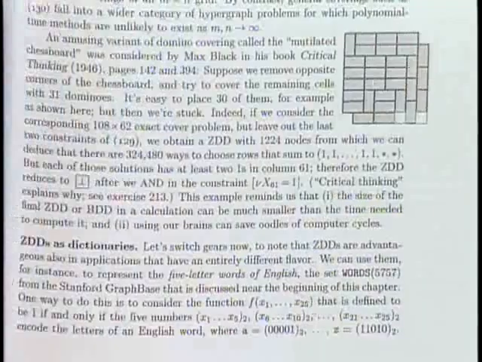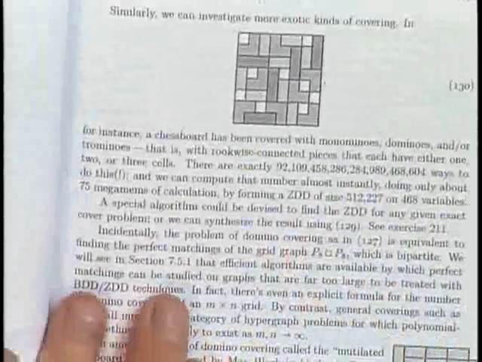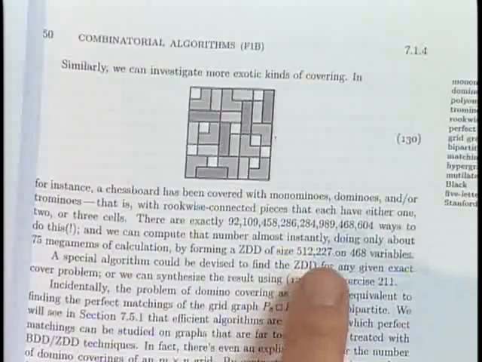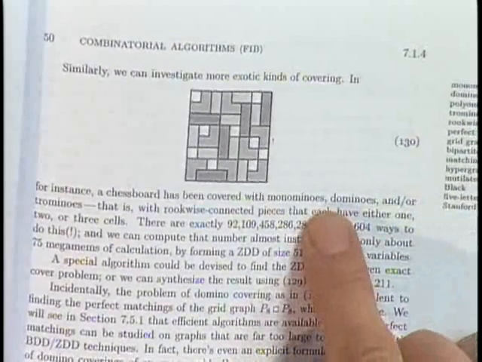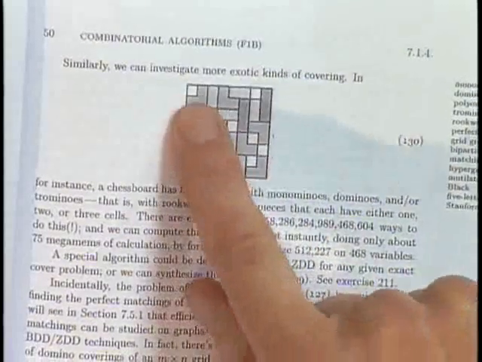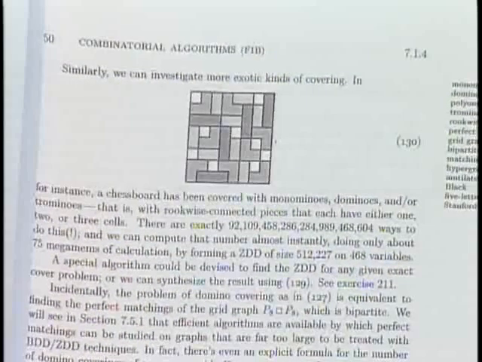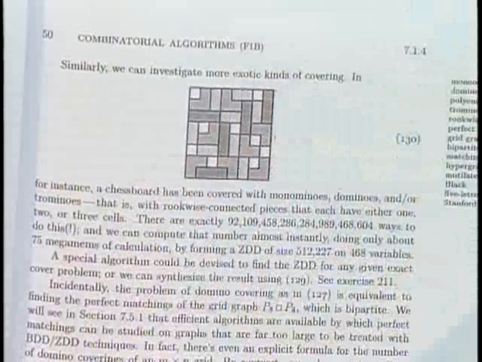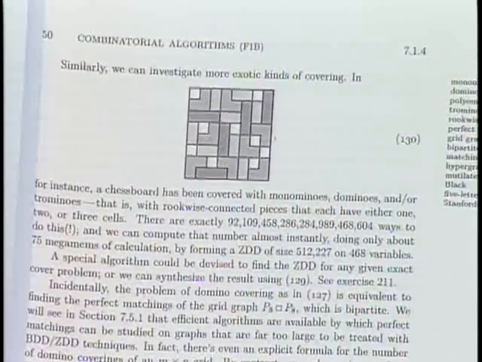Now, here's a more interesting, more exotic kind of covering problem. In this case, I'm covering the chessboard not only with dominoes, but with monominoes or trominoes. In other words, I can have one cell, or like here, three cells. And the trominoes can be either this L shape or a long domino.